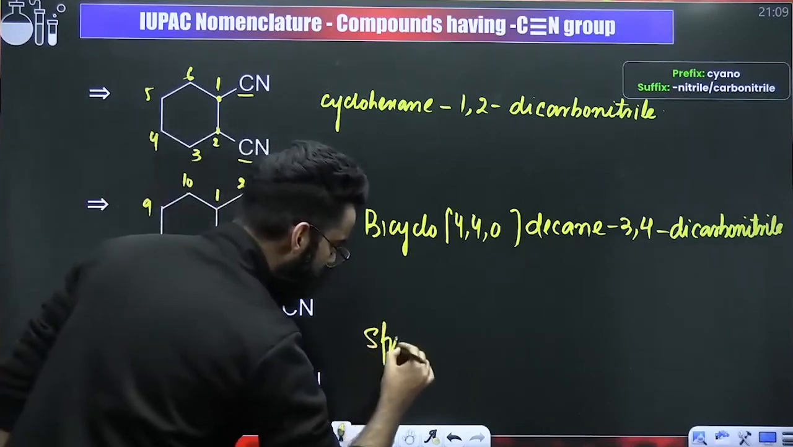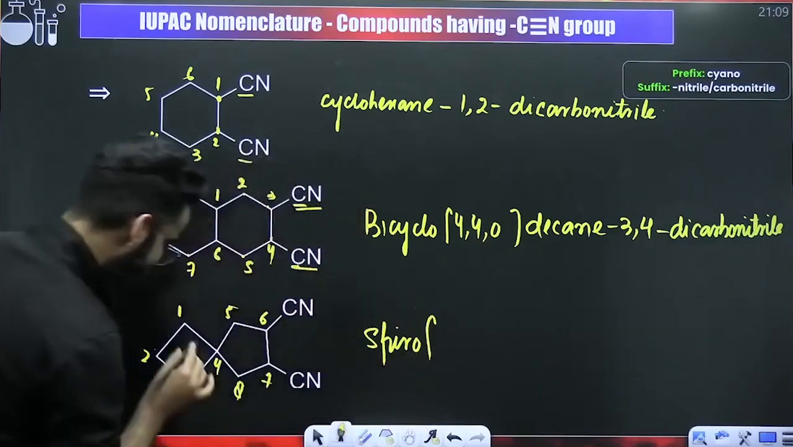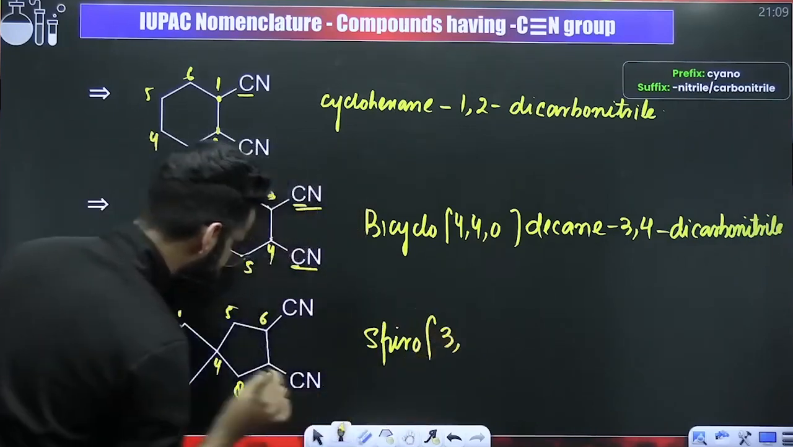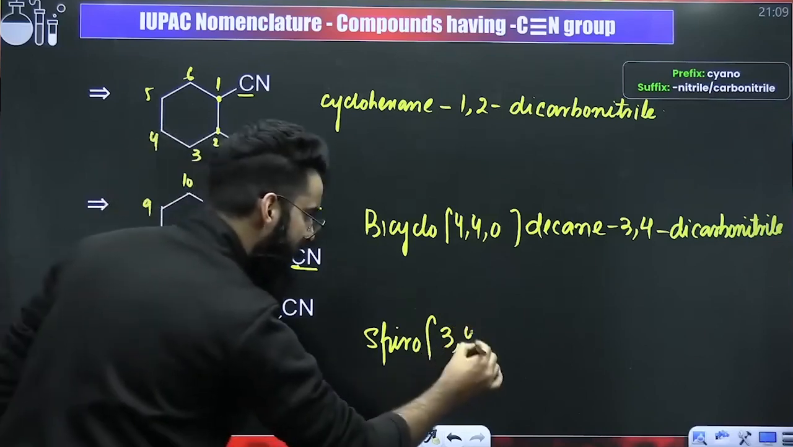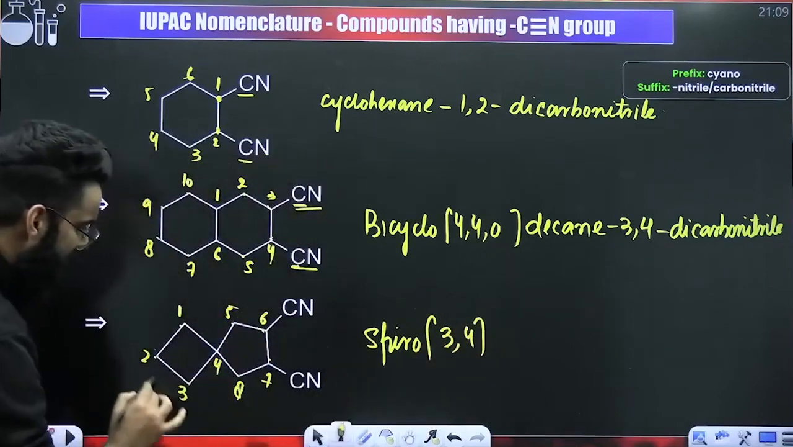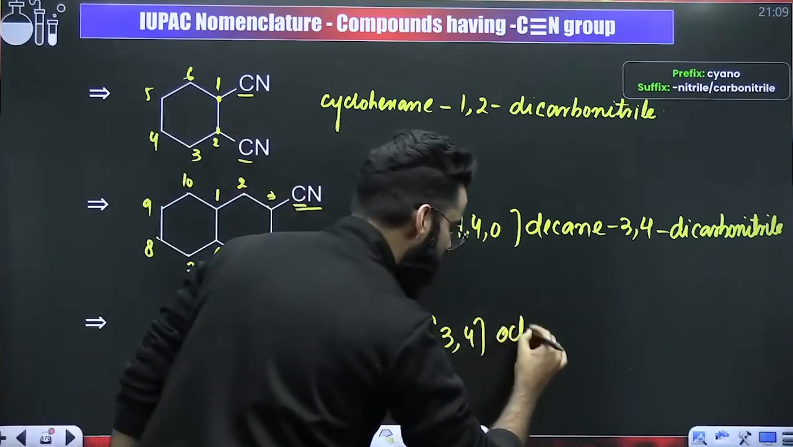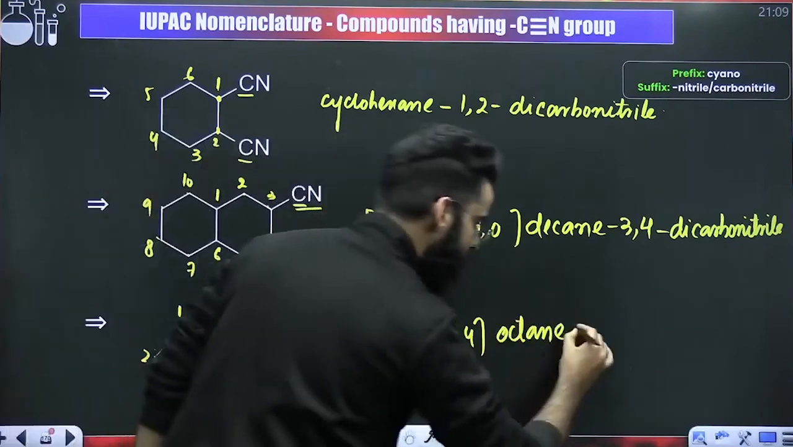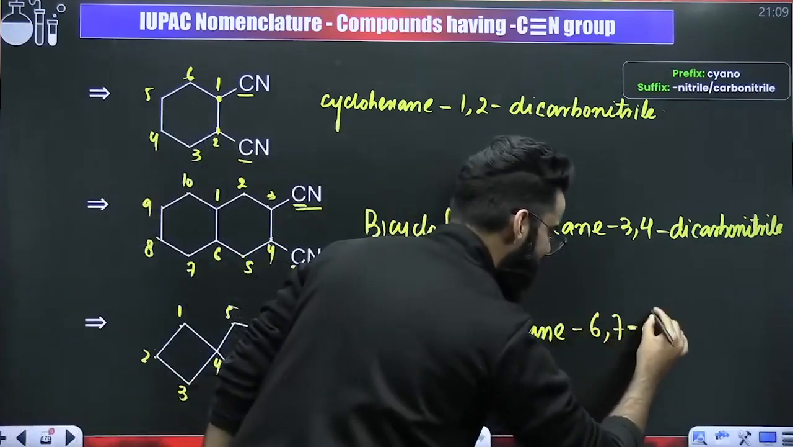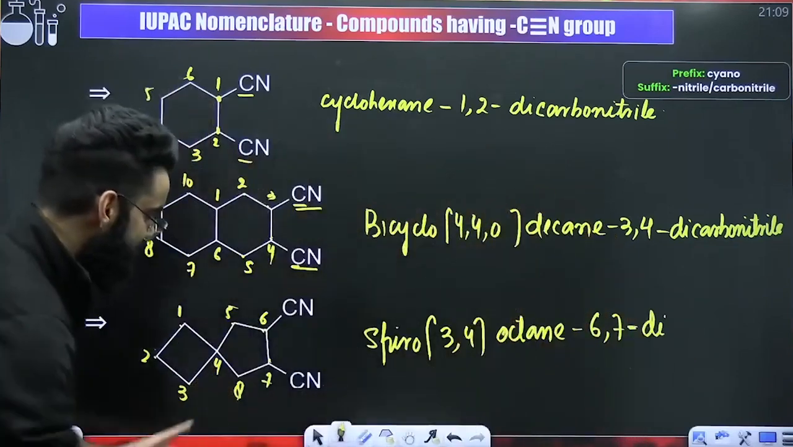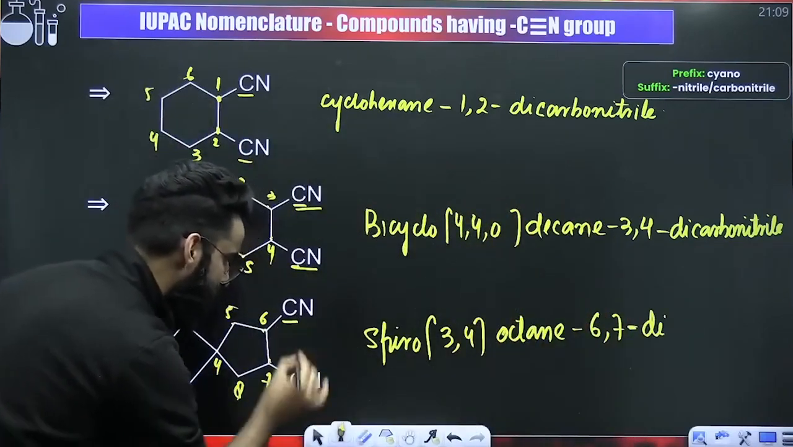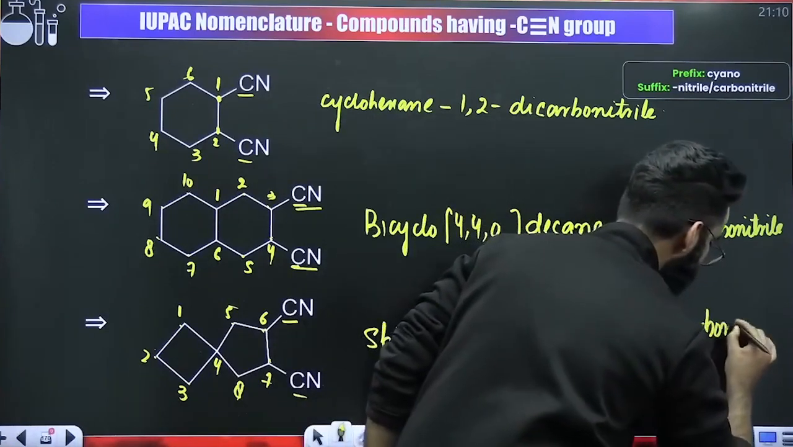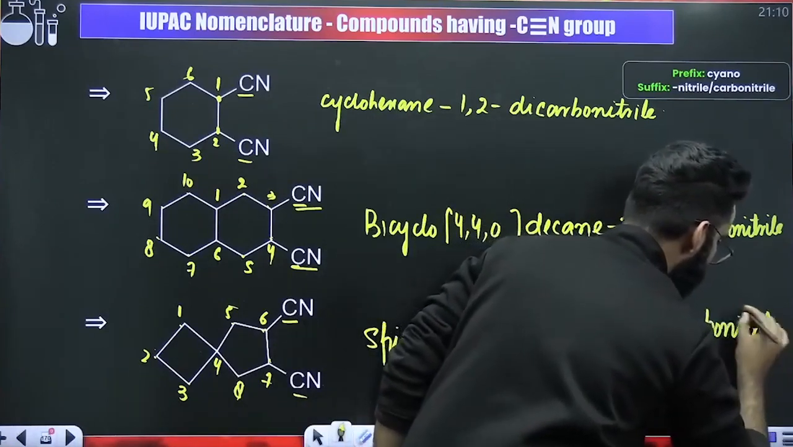So write the term spiro first. In the smaller ring, 3 carbon atoms. In the larger ring, 4 carbon atoms. In the main chain, 8 carbon atoms, so it's oct everywhere, single bond: octane. At carbon numbers 6 and 7, there are 2 functional groups, so it's going to be di. None of the carbons of the functional group is part of the main chain, so it's going to be carbonitrile.